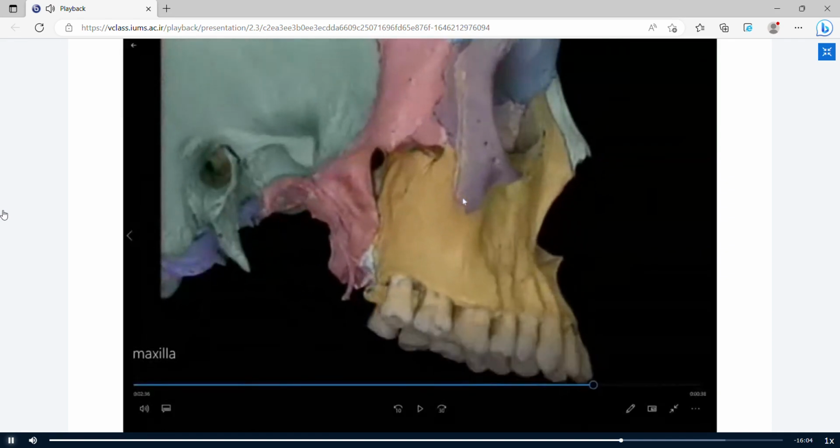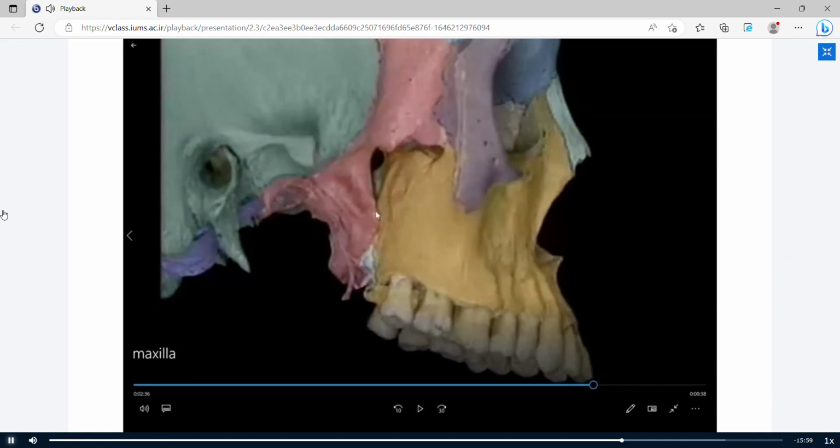The name of the fissure between the sphenoid and maxilla is the pterygomaxillary fissure. Pterygomaxillary fissure is the name of this fissure. It's located between the sphenoid or pterygoid plate and the maxilla.